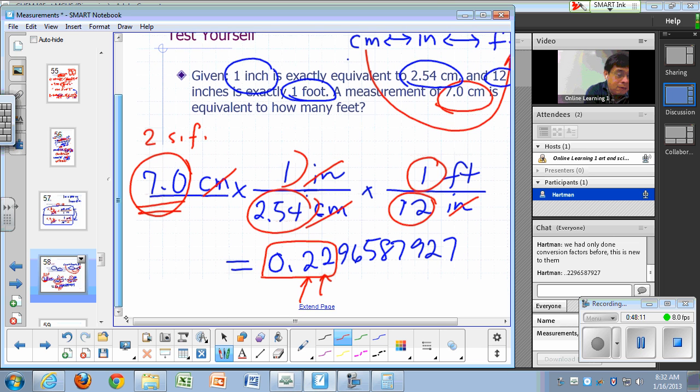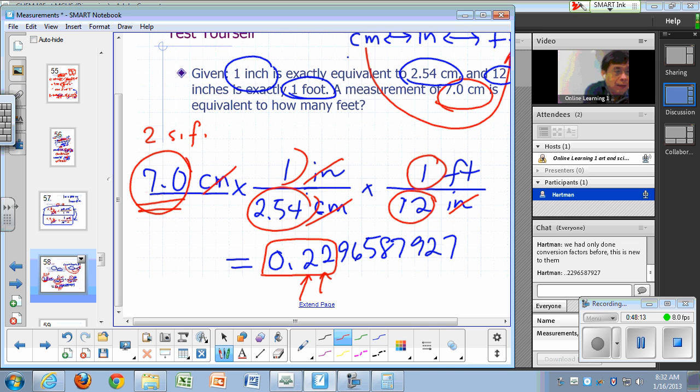So this should be rounded off to not 0.22, but since the number you're dropping is a 9, 0.23 feet. Okay?